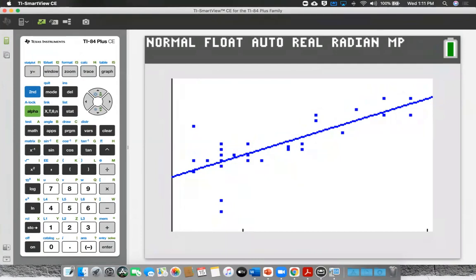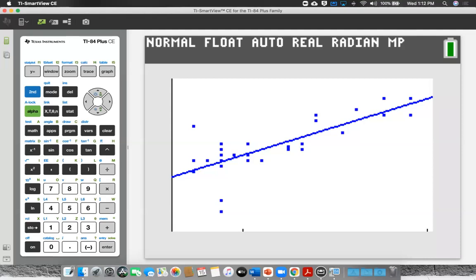Because the line, remember, any line is just a bunch of dots so close together that it looks like a line. So what did the line represent? The estimated or the predicted values. Yep, the estimated or the predicted values.